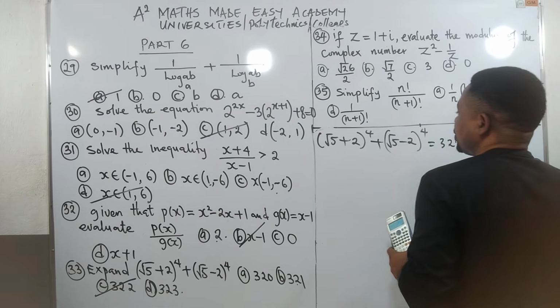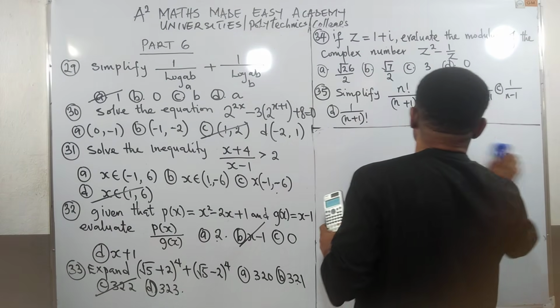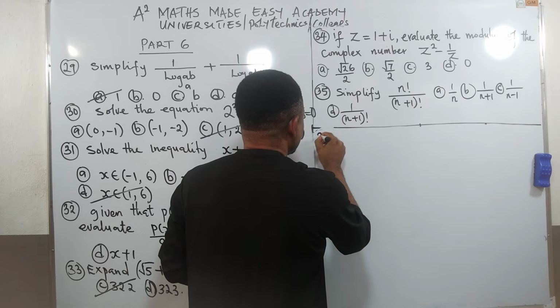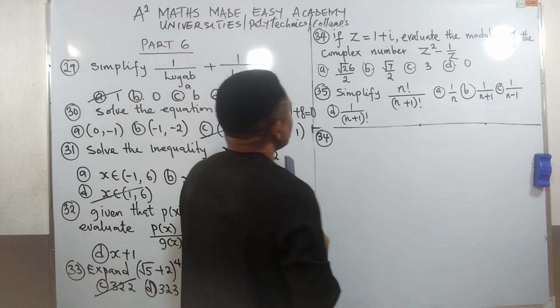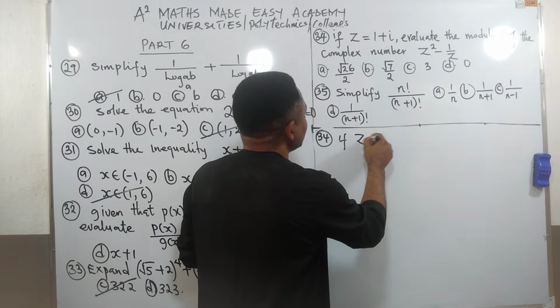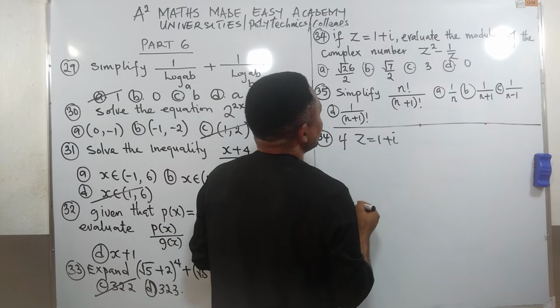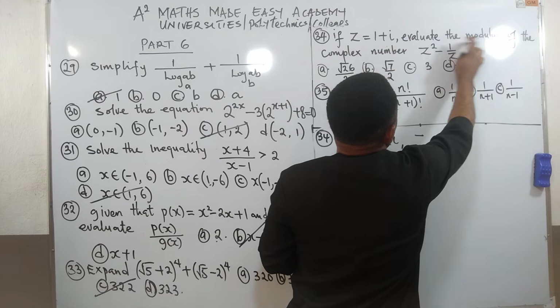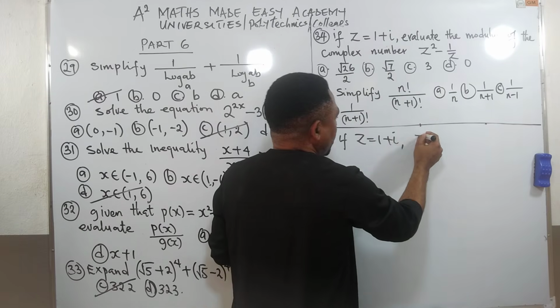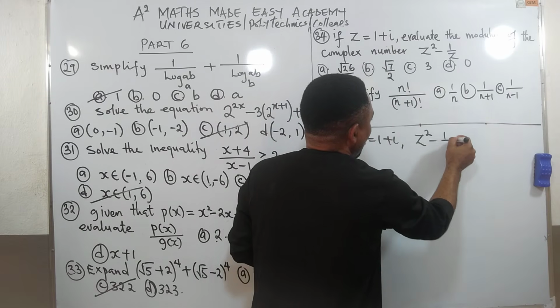Now the next question is question number 34. The question says, if z is equal to 1 plus i, we should evaluate the modulus of the complex number, which is z squared minus 1 over what?